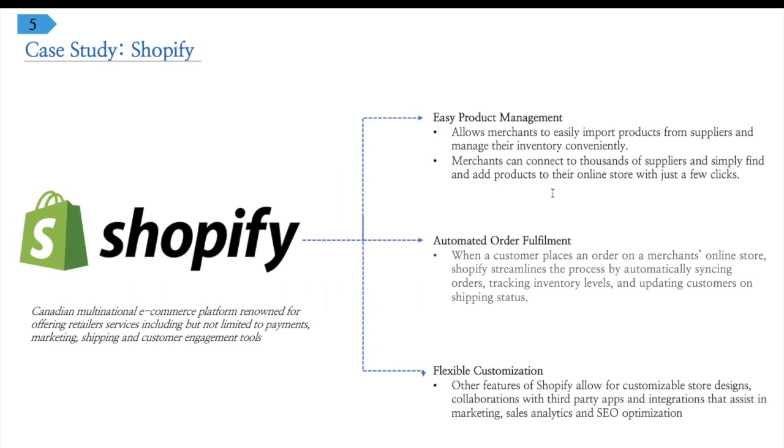One of the notable features is easy product management. Shopify allows merchants to easily import products from suppliers and manage their inventory conveniently. Through the app DSers, provided by Shopify, merchants can connect to thousands of suppliers and simply find and add products to their online store with just a few clicks. Shopify also fulfills automated orders. When a customer places an order on a merchant's online store, Shopify streamlines the process by automatically syncing orders, tracking inventory levels, and updating customers on shipping status.